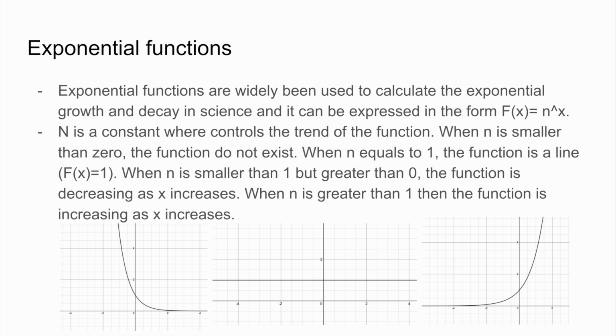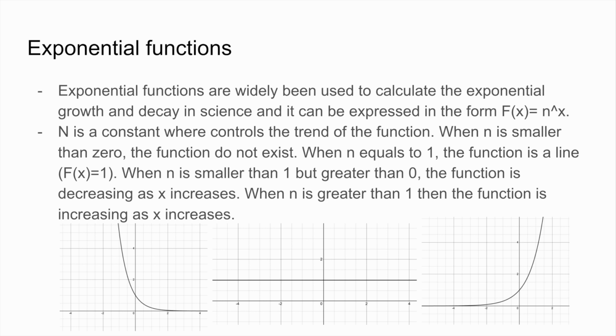As we move on from algebraic functions to the exponential function, this type of function is widely used to calculate exponential growth or decay in science, as widely seen in chemistry and physics. It can be expressed in the form f of x equals n with x as exponent, where n is a constant and controls the trend of the function. When n is smaller than 0, the function does not exist. When n equals 1, the function is a line where f of x equals 1.